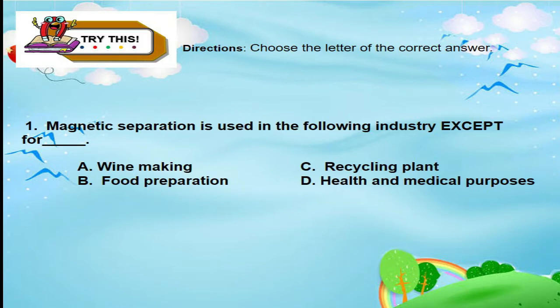Directions. Choose the letter of the correct answer. Number 1. Magnetic separation is used in the following industries except for letter A. Wine making. Letter B. Food preparation. Letter C. Recycling plant. And letter D. Health and medical purposes.